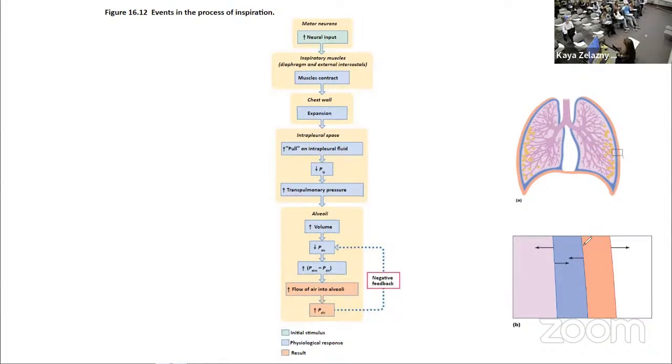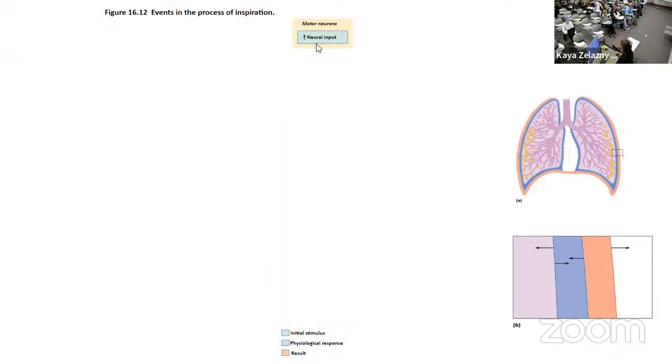Okay. So we're going to start out with our motor neurons and their neural input, so their signal out to the body. Our neurons are sending signals out to the body telling us we want to breathe in. They're going to be sending that signal to our inspiratory muscles.